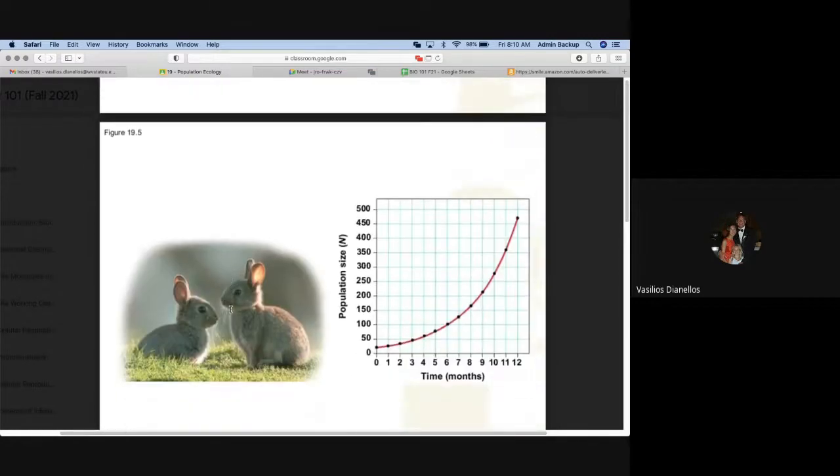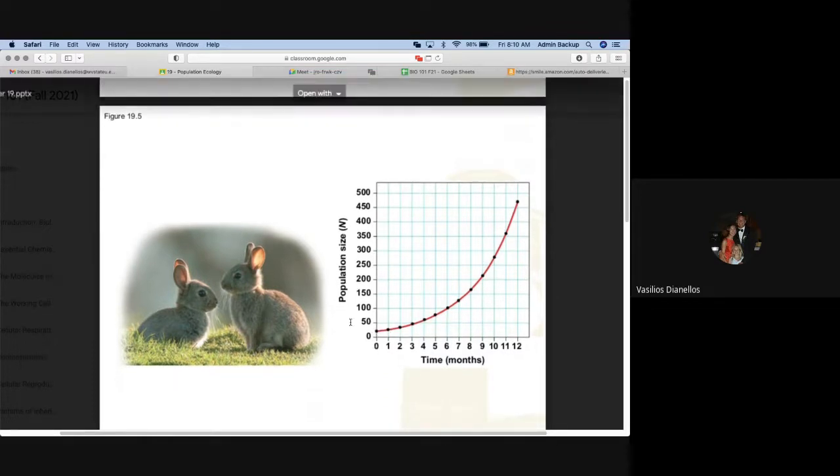All right, here's a picture. That's what I mean by the J-shaped curve. And rabbits are a great example because they're really good at reproducing. But anyway, this is just an example. Obviously, I'm not going to ask you a question about rabbits specifically.